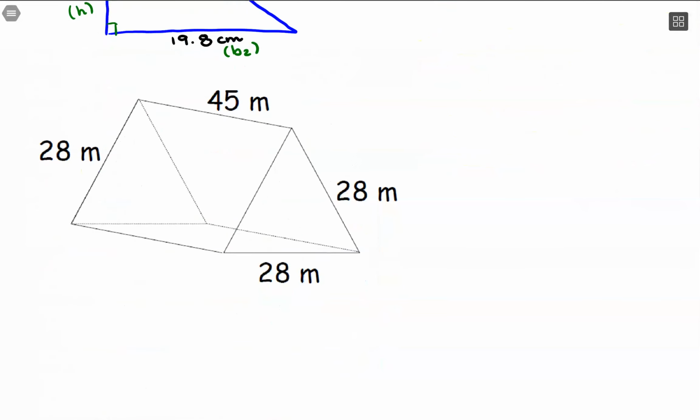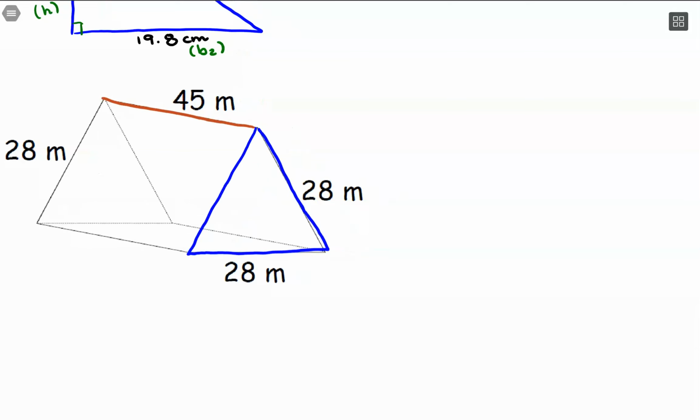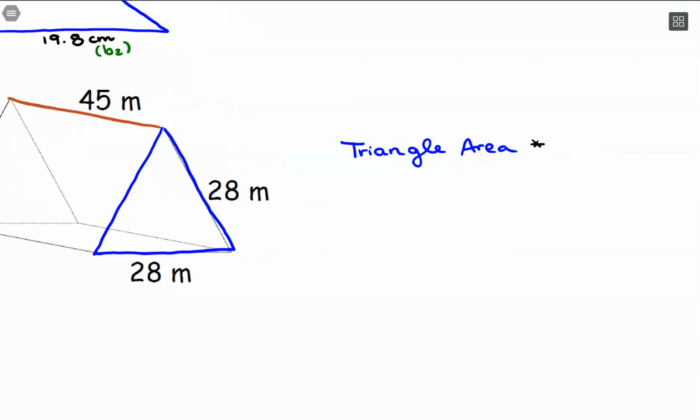So this one right here, we can think about our base shape is going to be the triangle. That's a shape that's kind of repeating, and then the height runs along this side here. So we're going to take the triangle area times the height of the prism, which that height there is 45. So what we need to figure out is what's the area of this triangle.